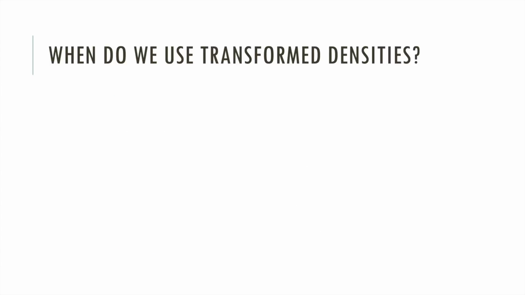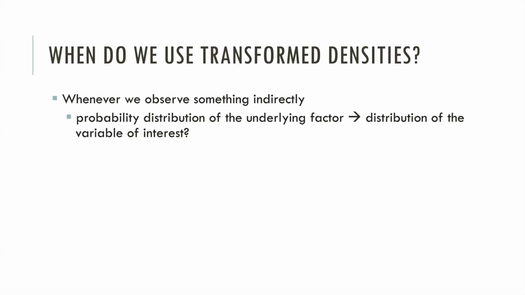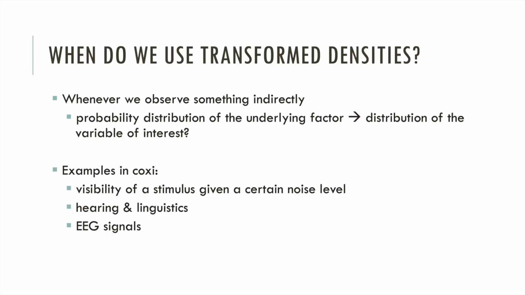Now, when do we use transform densities? We use them whenever we observe something indirectly and the variable or factor of interest is hidden. We only have the probability distribution of the underlying factor, but we don't know what it looks like for the factor that is of interest. Examples of this in cognitive science are visibility of a stimulus given a certain noise level. So we have a certain noise level, and we want to calculate how likely it is for that image to be recognized and transformed into a coherent thought or image.